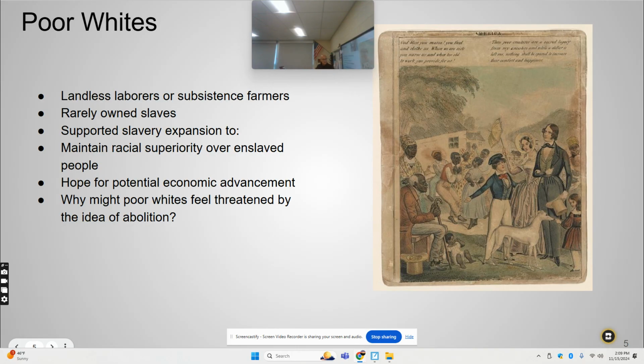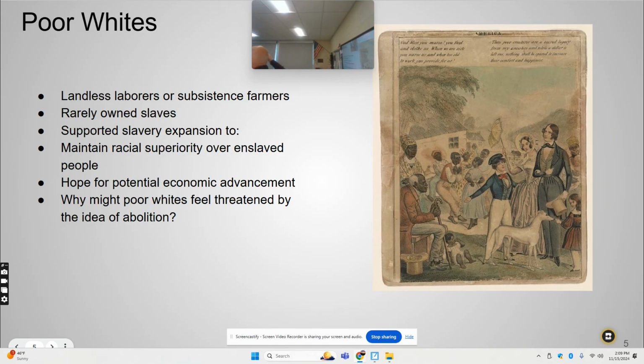Poor whites rarely own slaves. And again, just like the last slide, why did yeoman farmers support slavery? We give the reasons. Now we're going to look at why poor whites supported slavery. Poor whites support slavery again because it helped them maintain superiority over enslaved people.